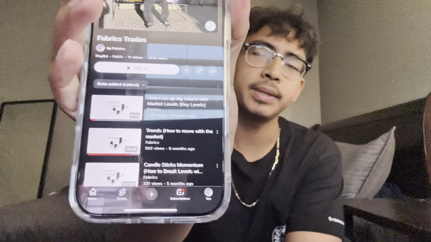Alright guys, so now we're going to be going over step 3, which is getting your education. A lot of you guys don't know what you're looking at on the charts, and that's just fine. That's just literally beginner stuff. You're obviously not going to read charts off the bat, but that's how you get started. So right here, I actually do have a playlist on my YouTube channel. You guys could go check that out.